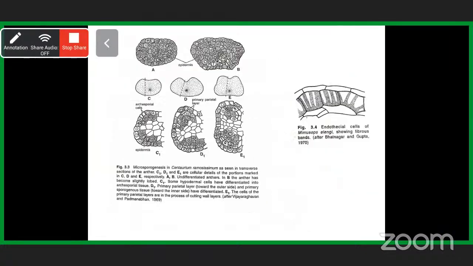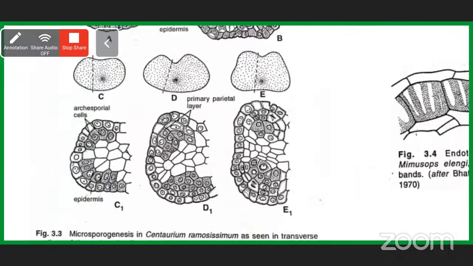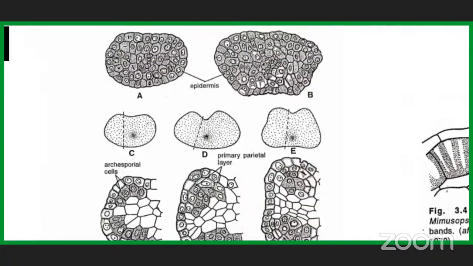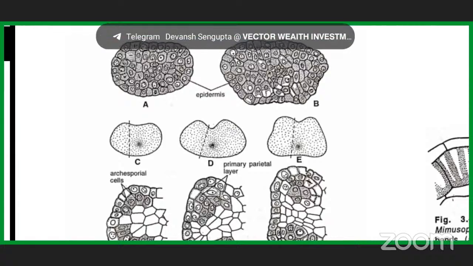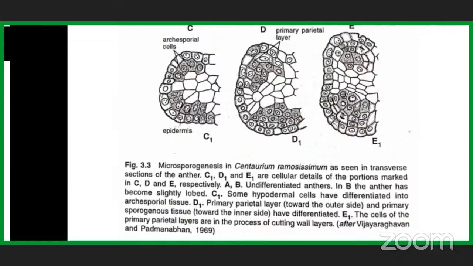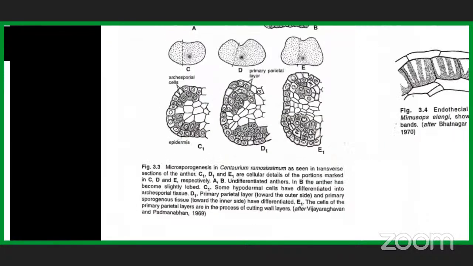And then here you can see what tissue modifications and developments are occurring up to maturation. The microsporogenesis, that question will also come. Microsporogenesis is the formation of microspores in the anther, that means the male gametes. Generation of the male gamete is taking place.